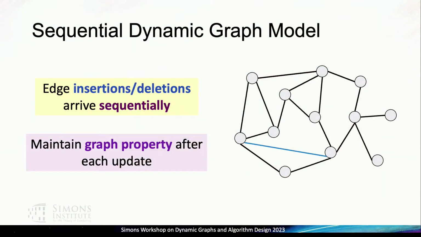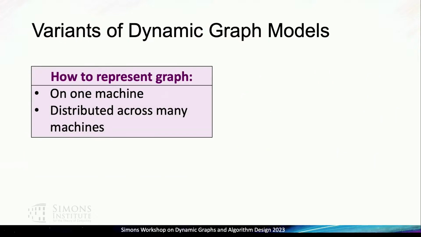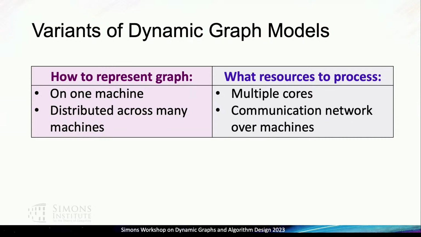So we're in a dynamic graphs workshop, so everybody knows the sequential dynamic model. This is a classic model where you have edge insertions and deletions that arrive sequentially, and you want to maintain a graph property after each edge insertion and deletion. There are several variants of this model that look at a variety of aspects. So you can think of various ways to represent the graph. You can also have different types of resources to process the graph.